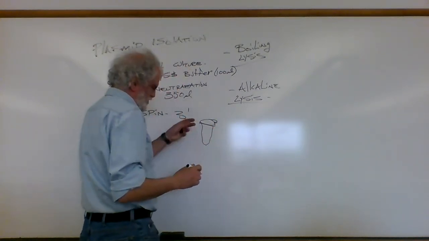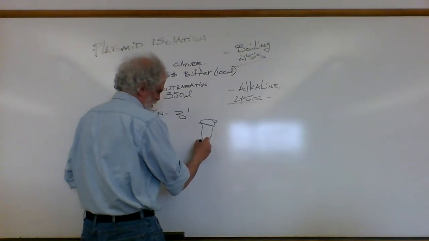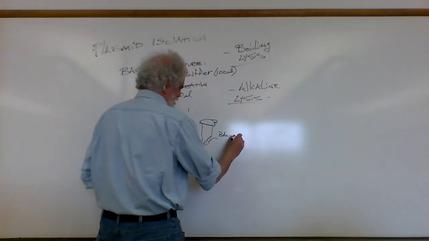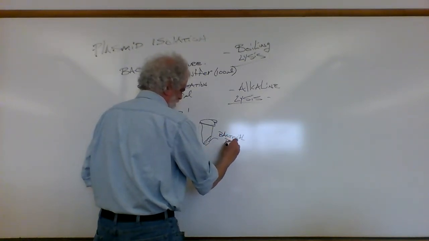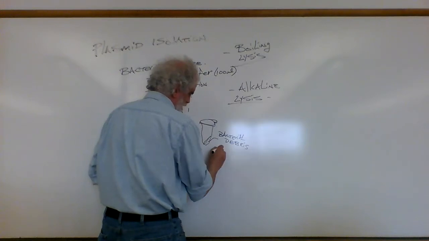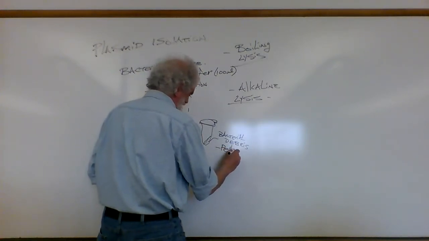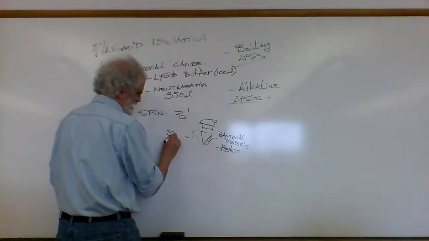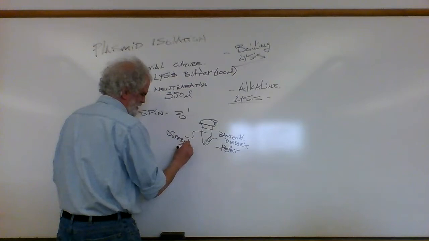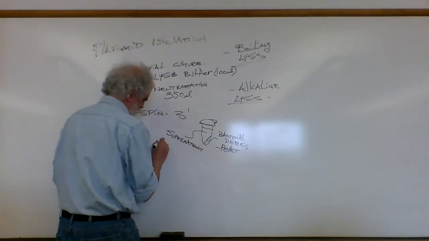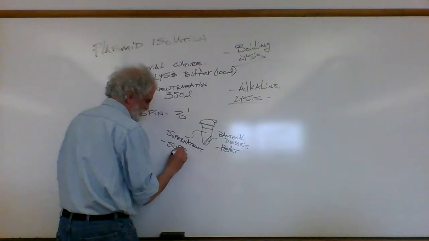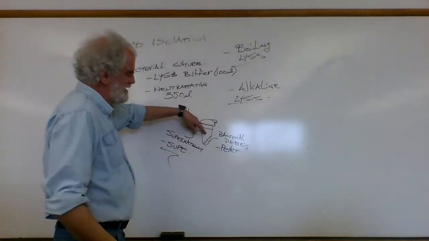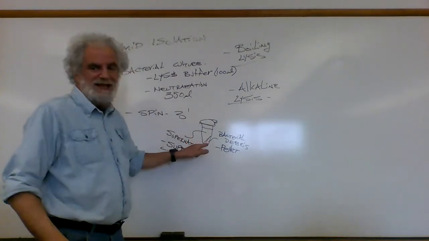What should result is a little blob of bacterial debris, aka the pellet, and then you're going to have the juice, also known as the supernatant, often abbreviated as the soup. And the plasmid DNA is in the soup. The chromosomal DNA is in the pellet.